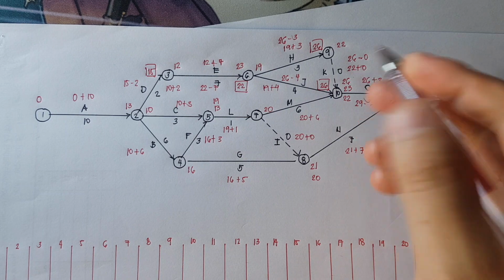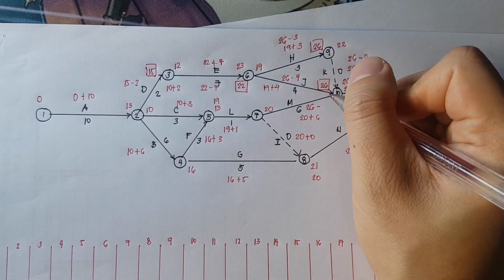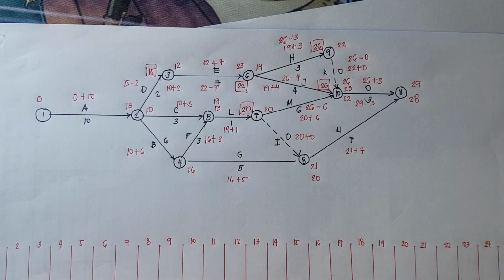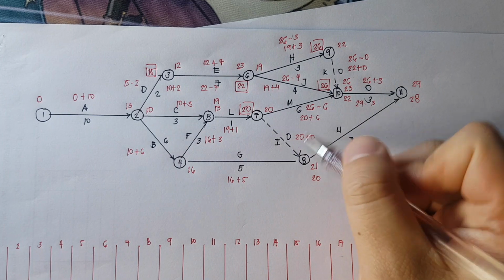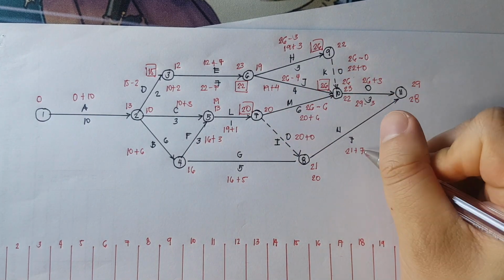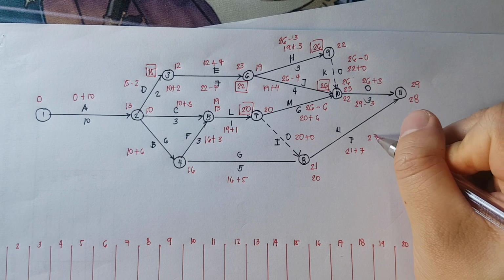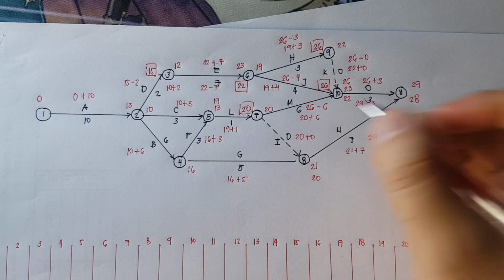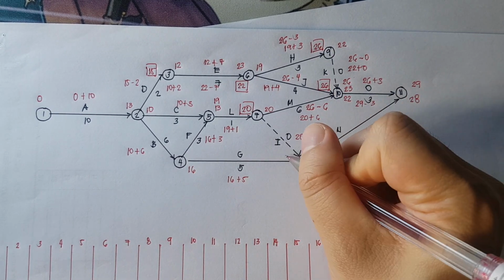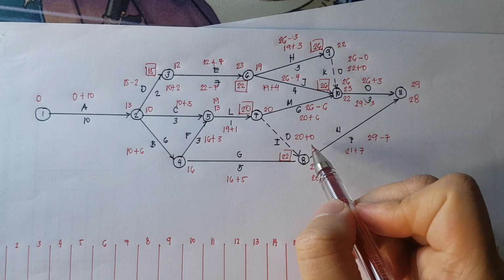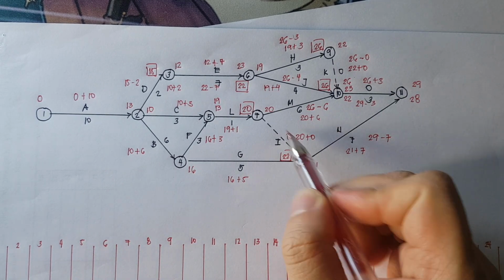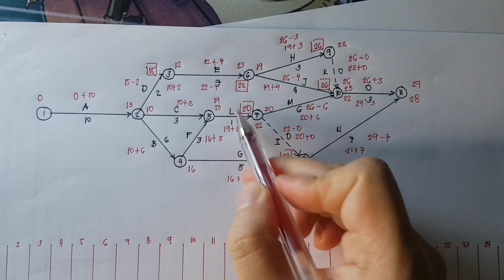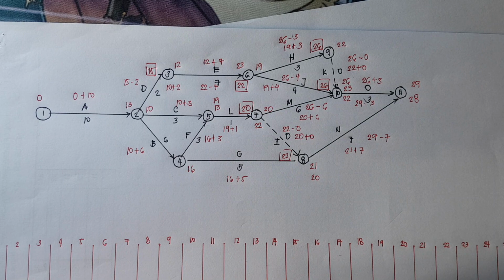26 minus 6, that is 20. Are we sure that it is 20? Let's check first 7 to 8. So we have 29. So 29 minus 7, that is 22. 22 minus 0, that is 22. Therefore, the smallest is 20. We're going to use 20. Okay?